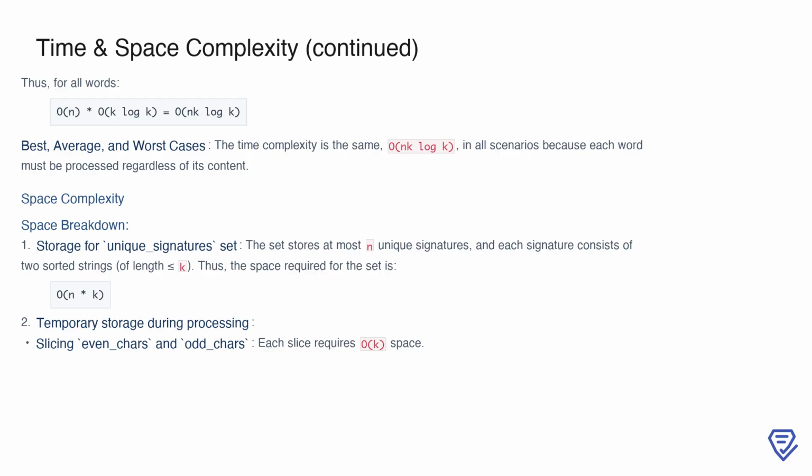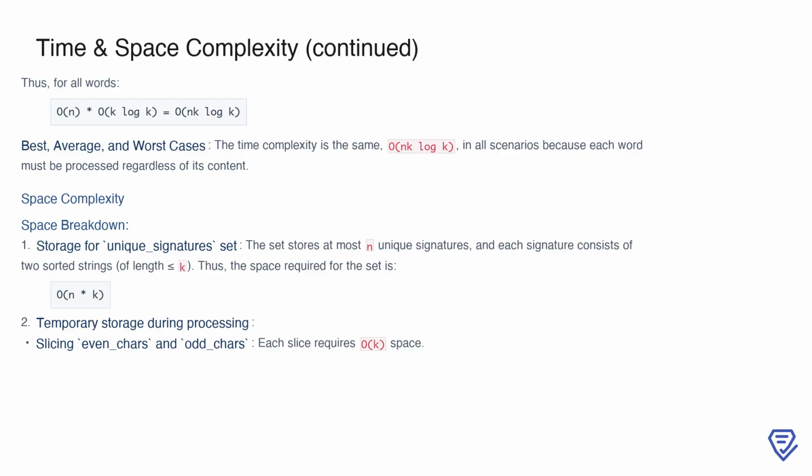Now, when considering all n words in the input list, the total time complexity becomes O(n * k log k), which simplifies to O(n k log k). This time complexity remains the same across best, average, and worst cases because every word must be processed fully regardless of its content.